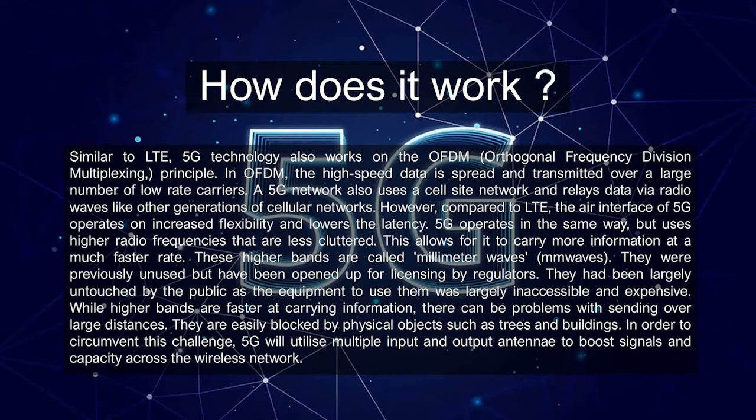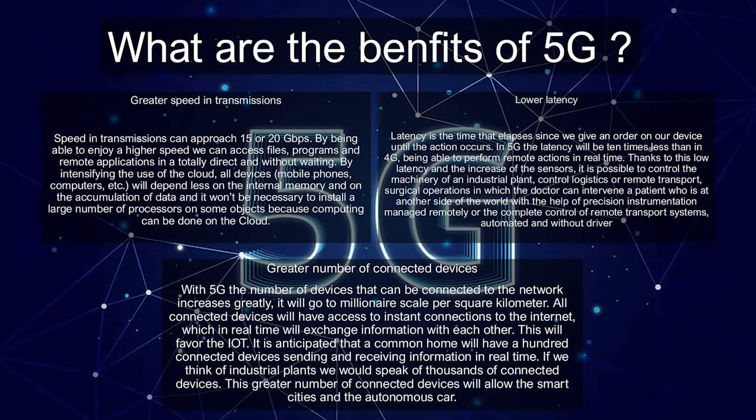inaccessible and expensive. While higher bands are faster at carrying information, there can be problems with sending over large distances. They are easily blocked by physical objects such as trees and buildings. In order to circumvent this challenge, 5G will utilize multiple input and output antennas to boost signal and capacity across the wireless network. So, what are the benefits of 5G?